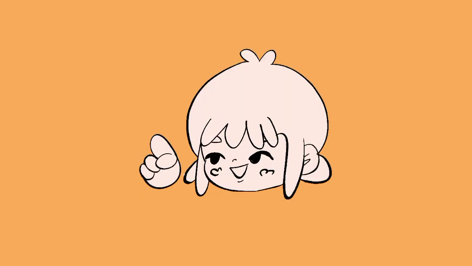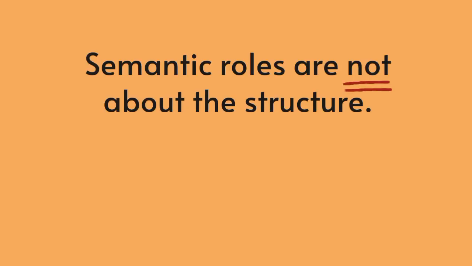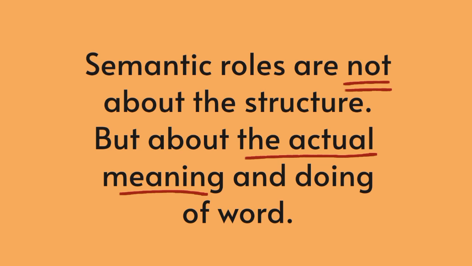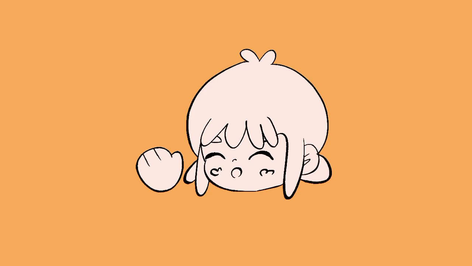The structure of sentences like this is called syntactic rules. Syntactic rules and semantic rules are different. Semantic rules, also known as thematic rules, are not about the structure of the sentences, but about what a word actually means and is actually doing in the semantic context. And in this video, we will cover the most common semantic rules.